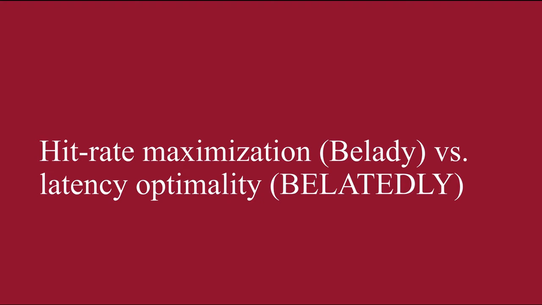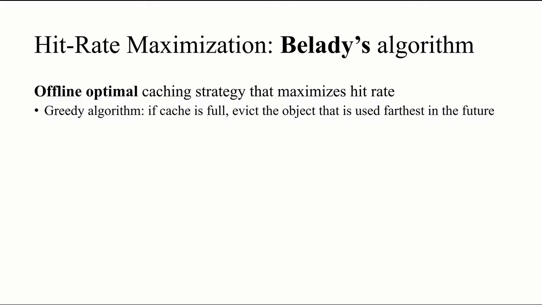So I said earlier that optimizing for latency is a very different problem than optimizing for hit rate. So what is the difference between the two? First, let's take a look at the hit rate maximization strategy. This is Belady's algorithm, and it provably maximizes hit rate in the absence of delayed hits. Belady uses a simple greedy strategy. If the cache is full, it chooses to evict the object that is used farthest in the future.